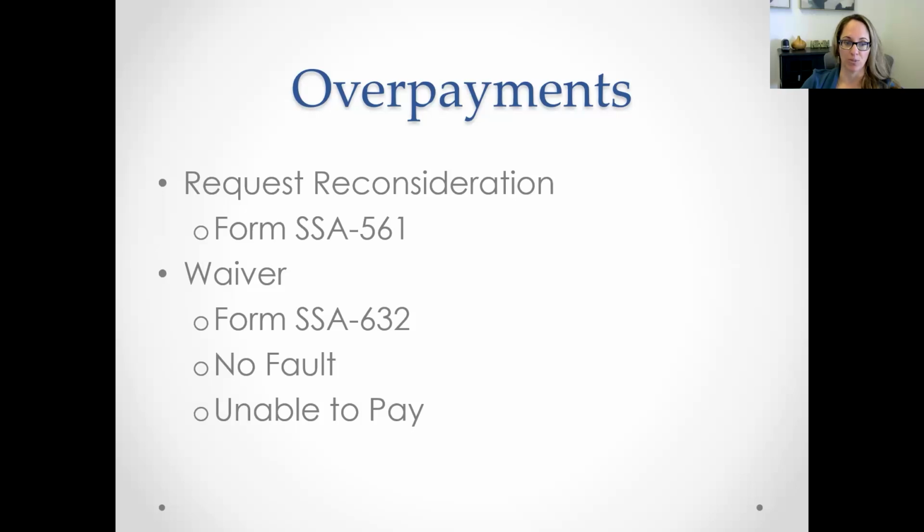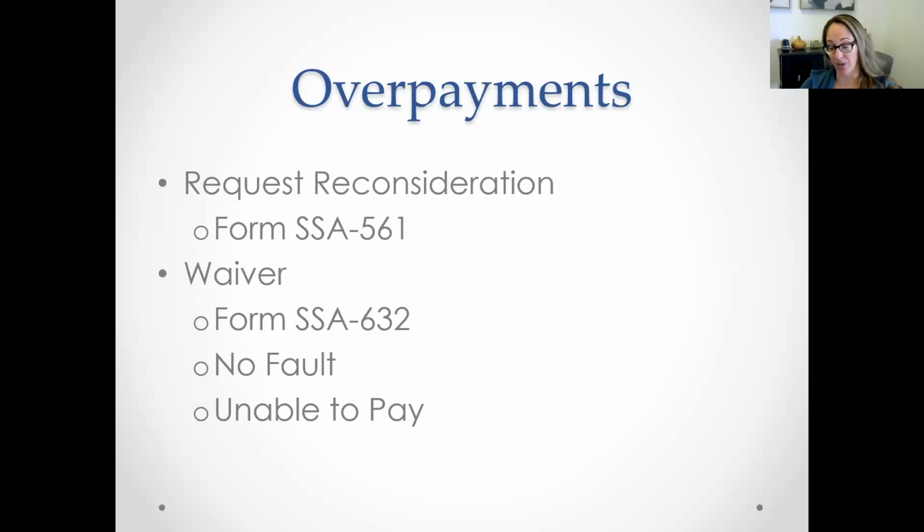Then you request it to be waived. And there are special forms about that. In order to get an overpayment waived, you have to be not at fault in incurring it. In other words, you have to have done all of your due diligence along the way in telling Social Security about your income and stuff like that. And you also have to prove that you're unable to pay it back, and it would be against equity and good conscience for them to force you to pay it back.